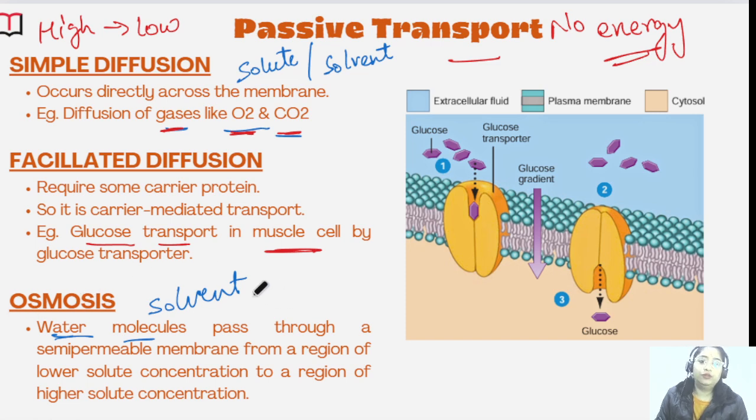In the osmosis, what happens? Only the solvent, that is the water. Water is a universal solvent. So solvent molecules are passing from higher concentration to lower concentration. No requirement of energy again. But here the semi-permeable membrane is required. It's necessary. Okay, so this is osmosis.